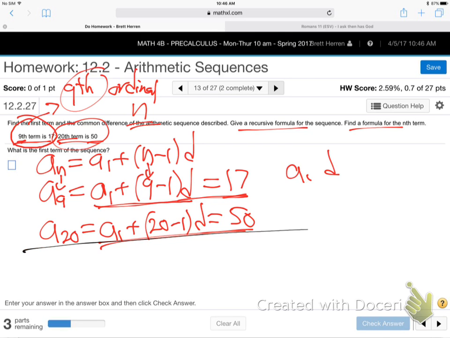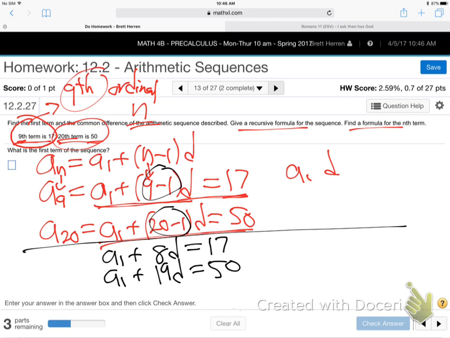So let's do it. So come on down here. I'm going to clean it up first. 9 minus 1 is 8D, and 20 minus 1 is 19D. Everybody good to there so far? 2 equations, 2 letters. I can solve it. Now, I'm going to do the addition method. Super easy way to do addition method. Just run a negative sign through the top equation, and negative A1 and positive A1 will drop out, and you'll have D in a matter of seconds. Does that make sense? Always solve these kind this way.